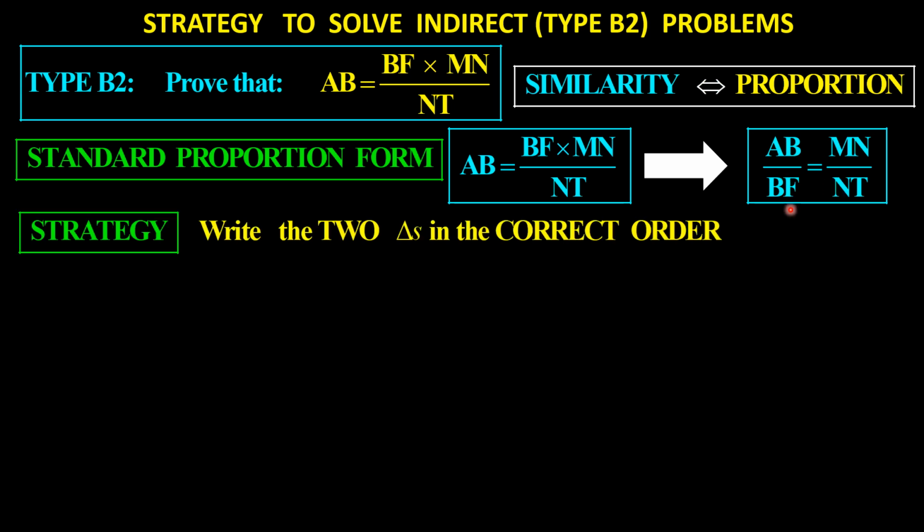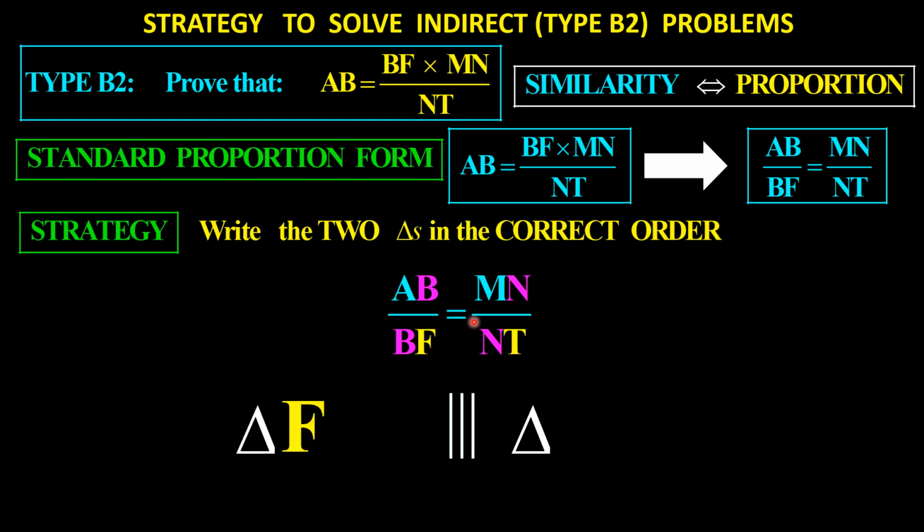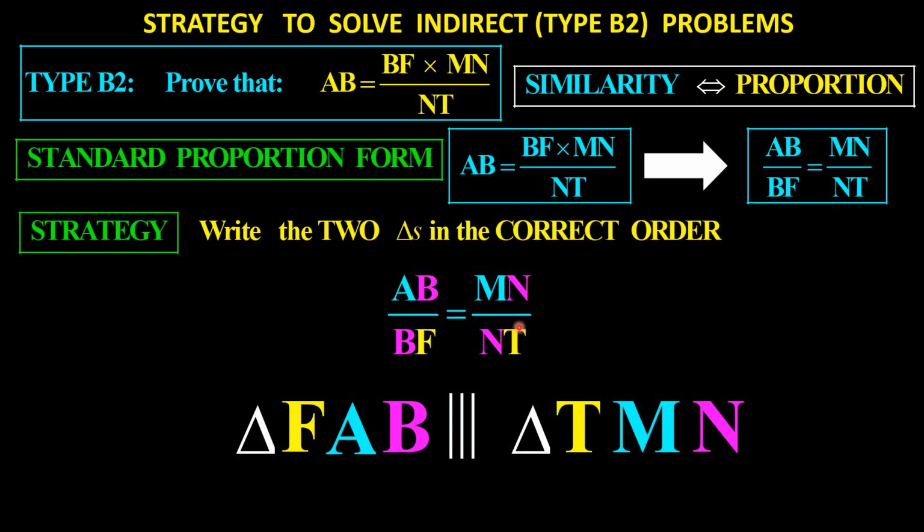Once we have that, we can write the triangles in the correct order. There's AB over BF and MN over NT. I've color-coded just to let us follow. So I have ABF, that's going to be FAB. Easy, FAB. There I have MNT, that's going to be TMN. N must come at the end. And now we're ready to do that. So what you do here, this type B2 is just one step different. You just write it in that form, and then you follow exactly the same procedure that we followed in B1.